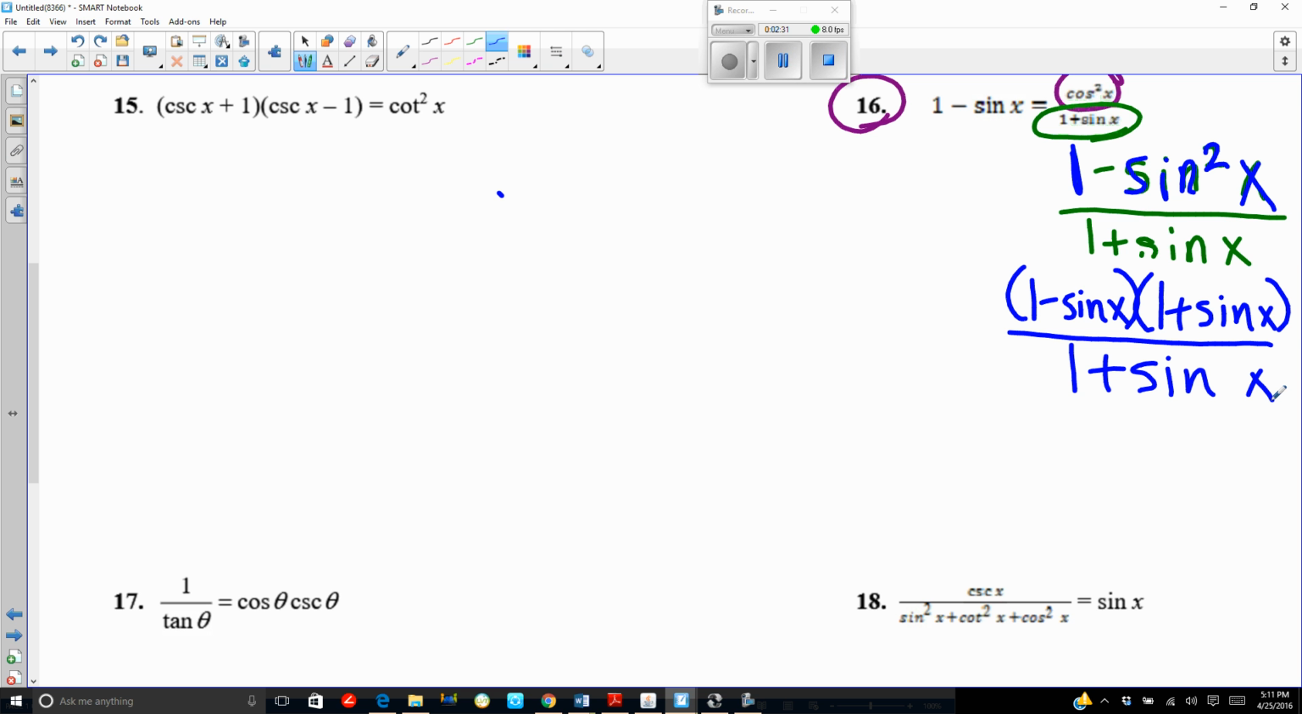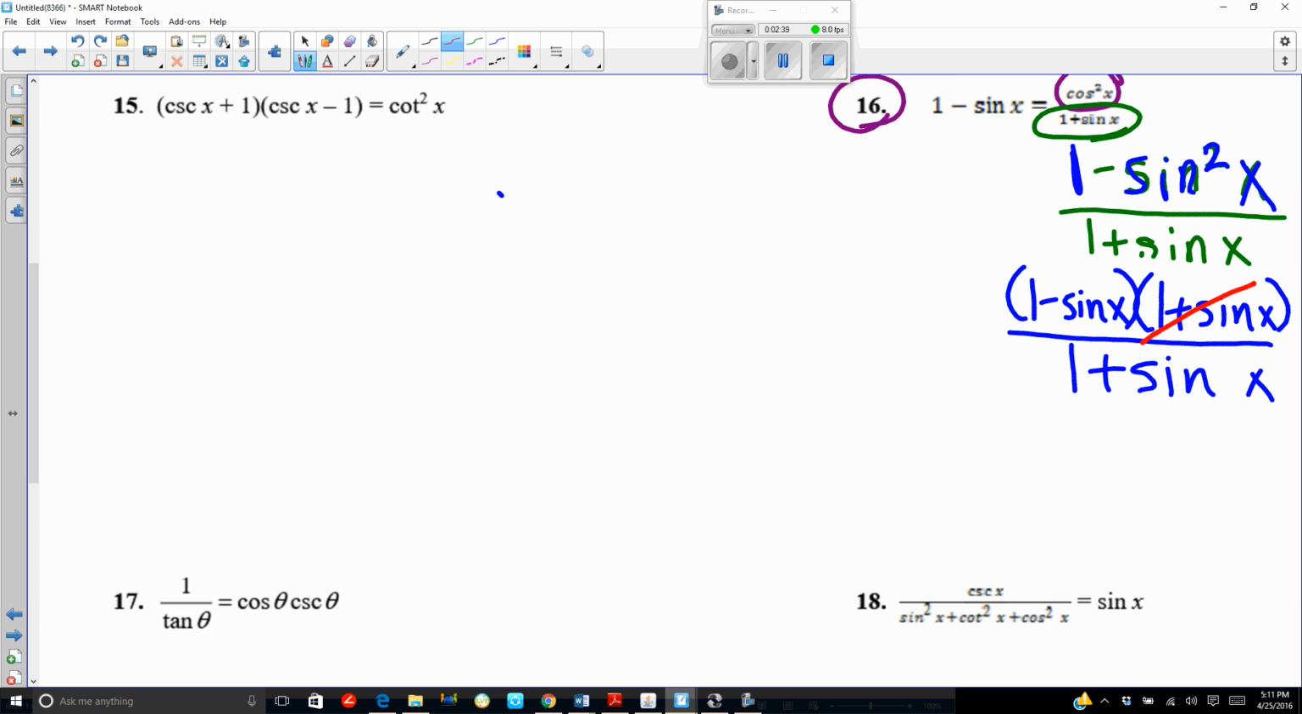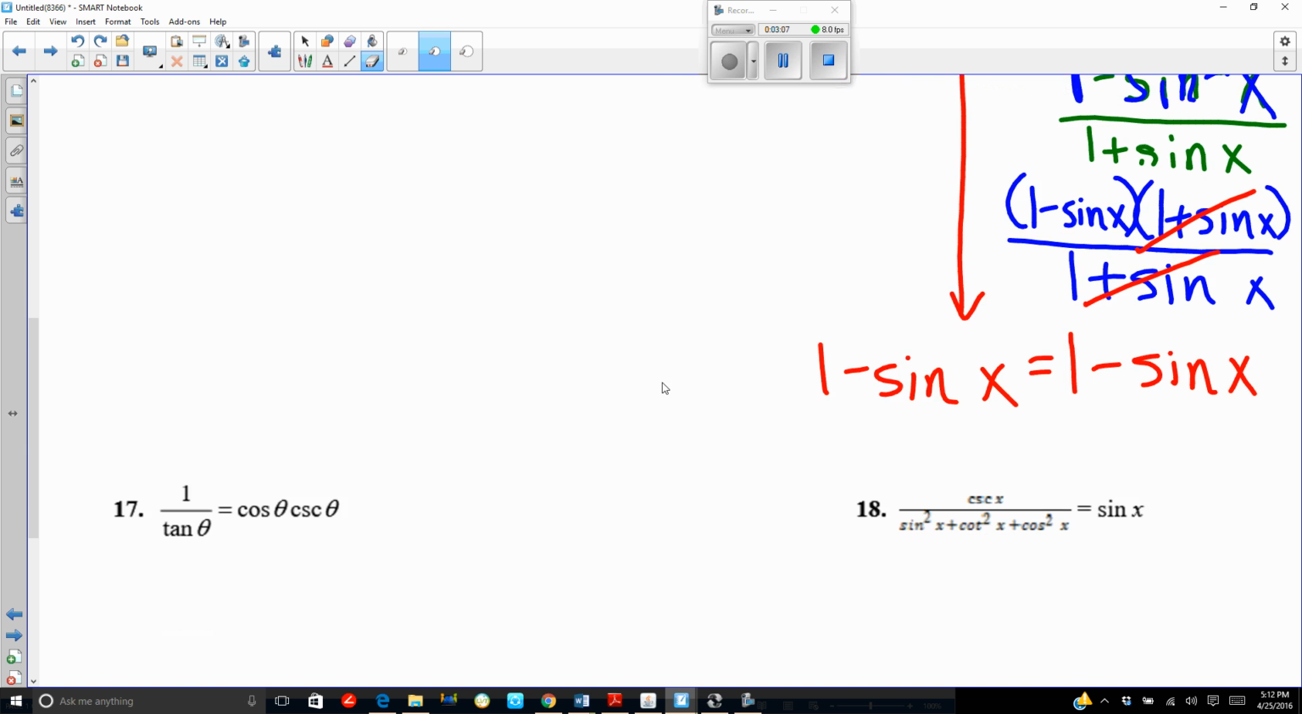Again, we should see pretty quickly the 1 plus sine x is going to cancel, and we're left with just 1 minus sine x, which is what we were trying to prove. Again, start with the hardest side. Try to write things in terms of sine and cosine. There's no general rule how to work out every single one of these. They're all different, but those are a couple of tips that'll help out.